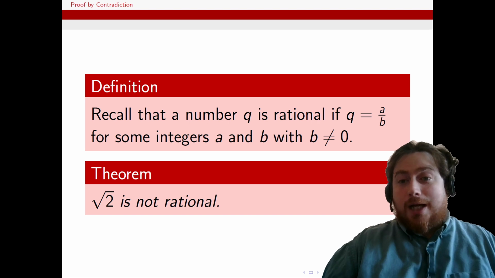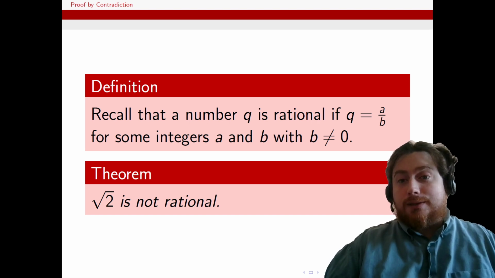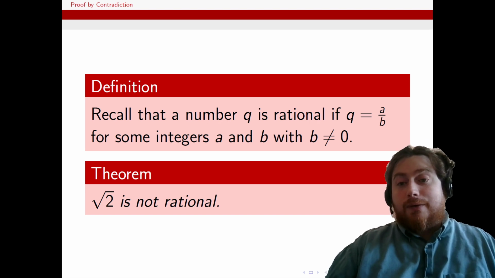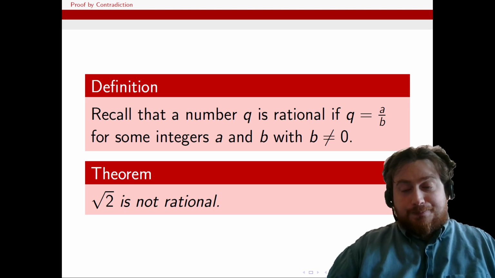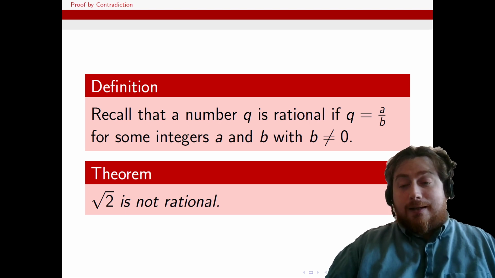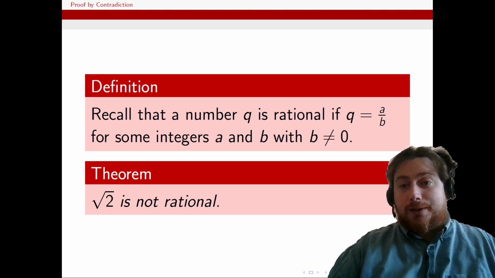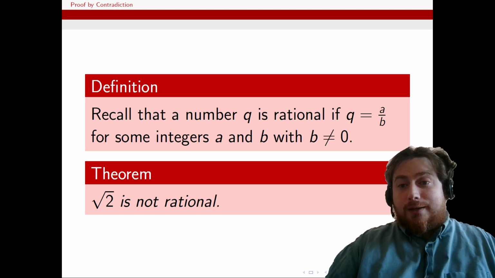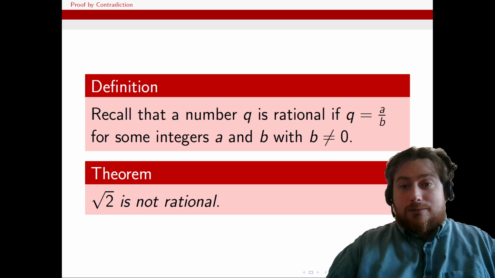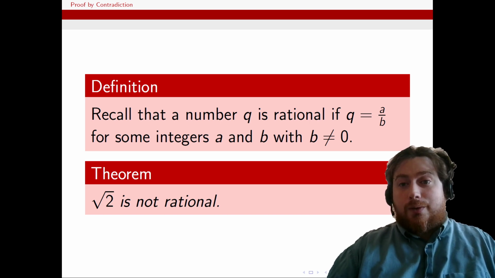So if I want to show that's not possible for any a and b directly, what I have to do is check every single integer a divided by b, where b is non-zero, and I have to make sure that none of those squared are equal to 2. Now, the point here is that to check every single integer is impossible because there are infinitely many integers, and therefore you just couldn't do a direct proof that way.